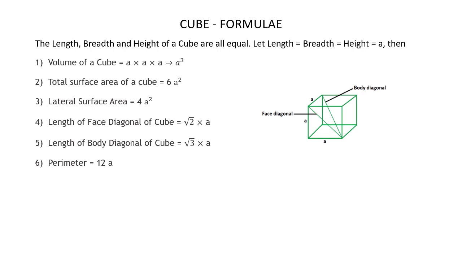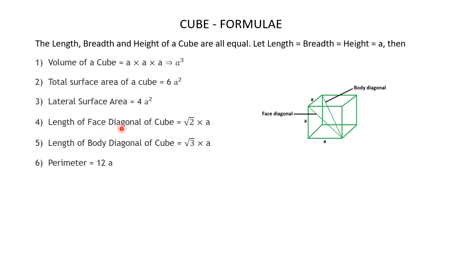Now since each of the lateral surfaces is a square, the area of each lateral surface would be equal to A squared. And since there are 4 lateral surfaces, the lateral surface area would be equal to 4 multiplied by A squared. So total surface area of the cube is 6A squared because there are 6 faces in a cube. And lateral surface area is equal to 4A squared because there are 4 lateral surfaces.